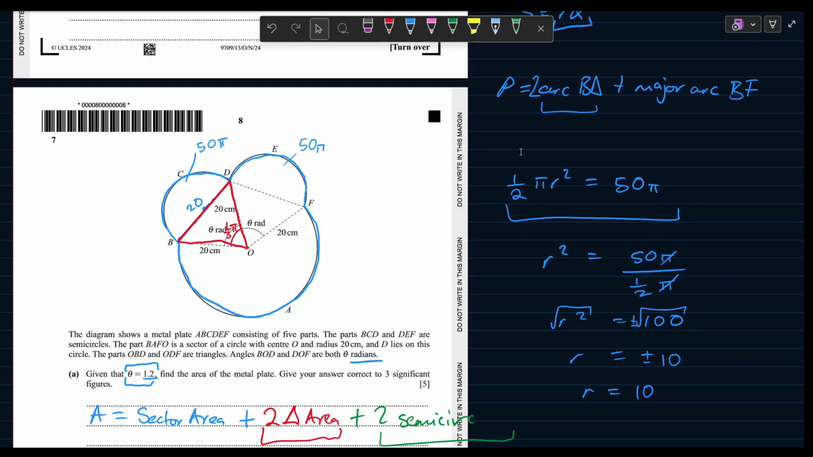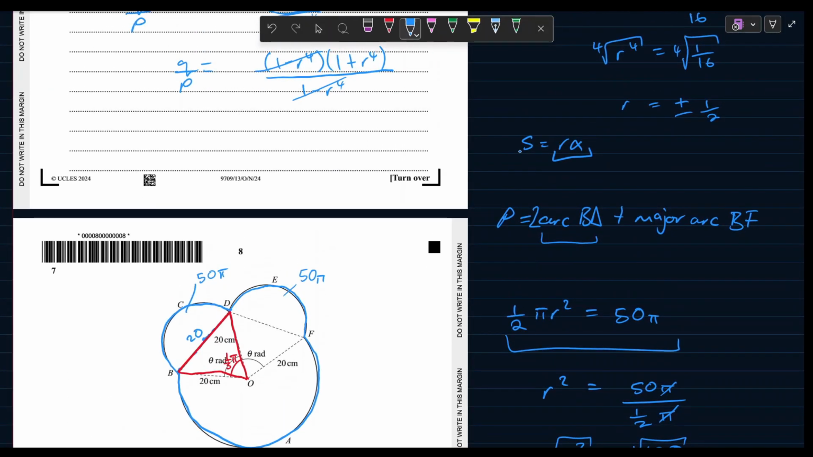So we say that arc BD is going to be r times alpha, so S is equal to r, our radius we evaluated to be 10, multiplied by alpha. This is a semicircle, so the angle here is 180 degrees, or pi in this case. So 10 times pi. So it means arc BD is going to be equal to 10 pi. Arc BD is 10 pi.